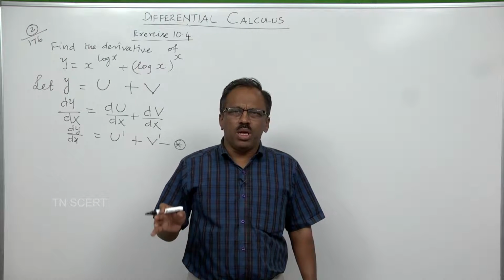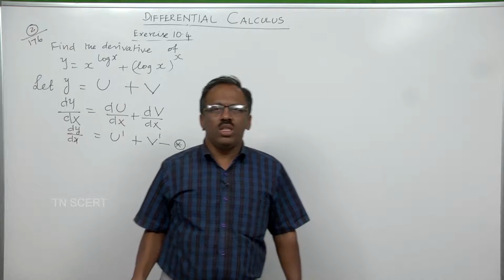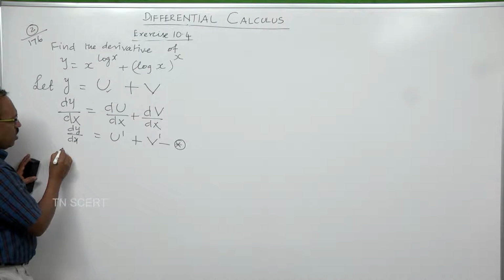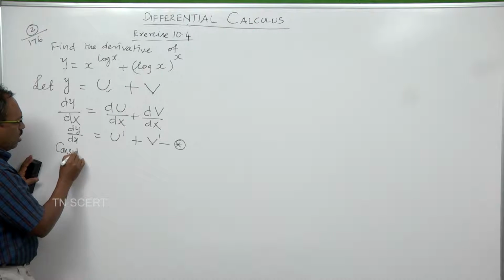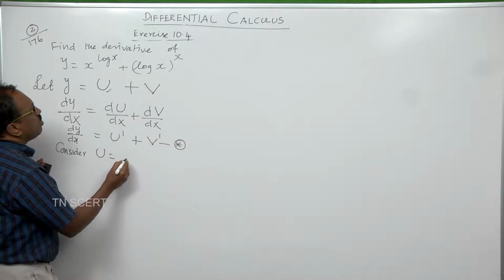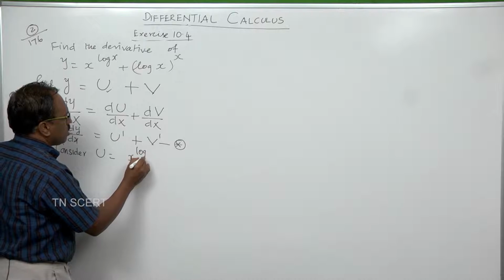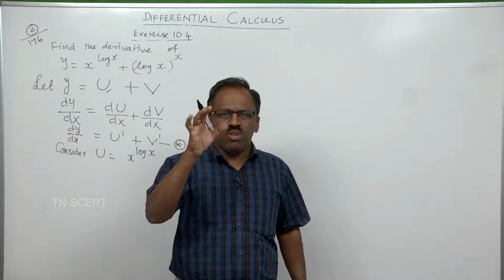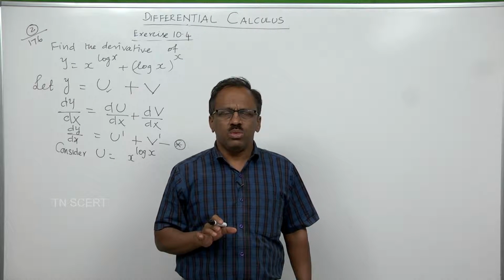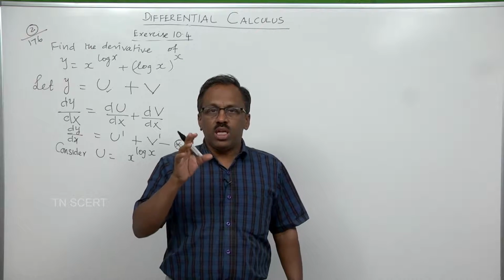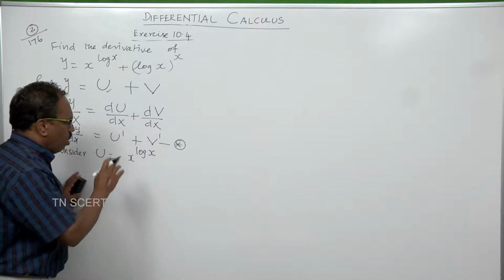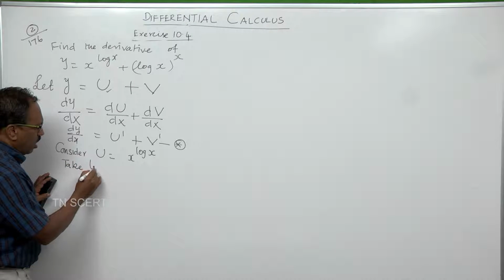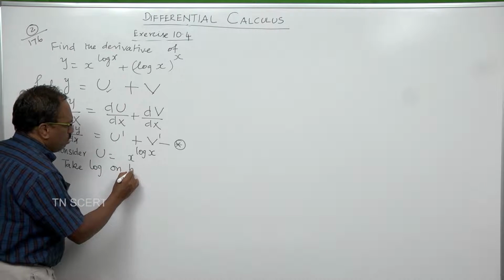Is the problem completed or not? Not yet. We have started only the initial stage. So let me take the first term as u here. Consider u is equal to x power log x. As I told you, for any term involving x as a power term, what you can do is take log on both sides. Take log on both sides.